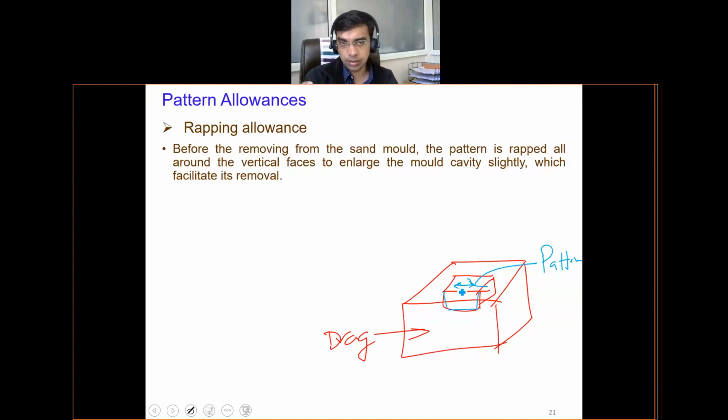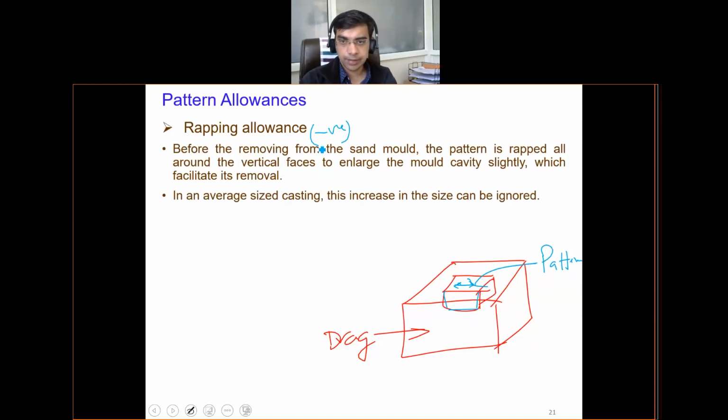Since the pattern, upon moving, is making the size bigger, wrapping allowance calls for a slightly negative type of allowance, because we want the pattern to be slightly of a smaller size, so that even upon wrapping, since the size of the cavity will increase, that is then countered by slightly controlling this size. So what is done is basically to have all these allowances, everything is optimized in a proper way.